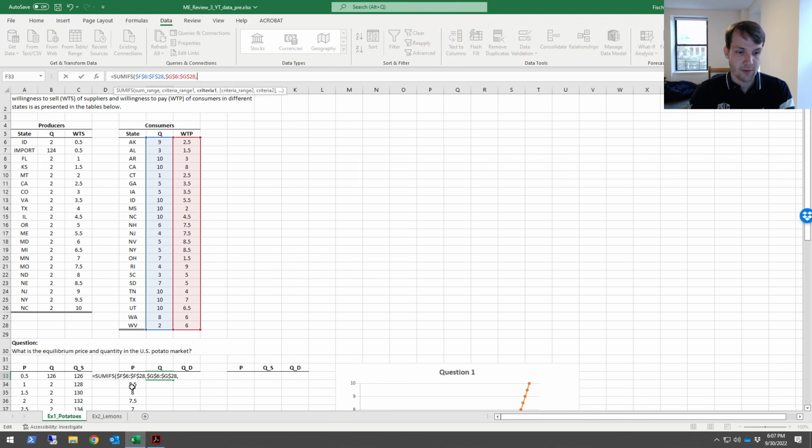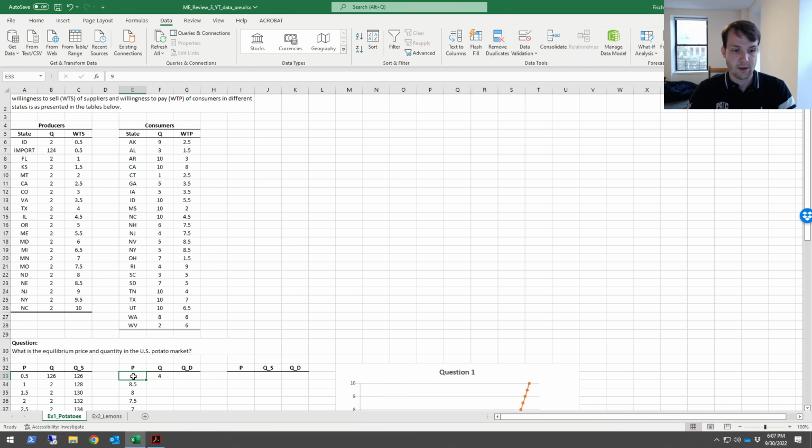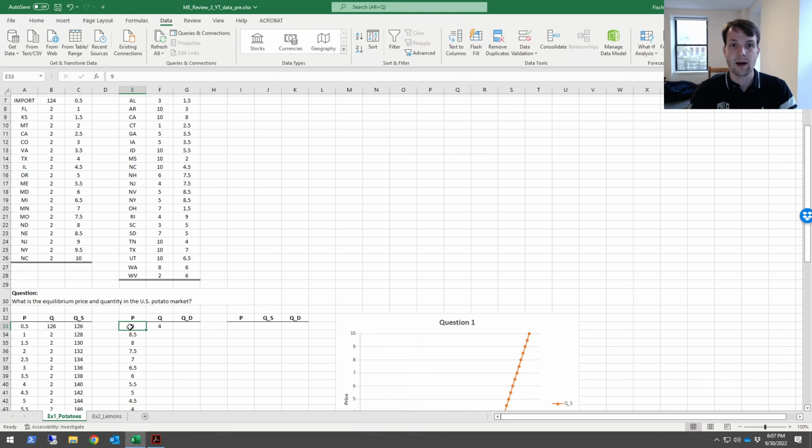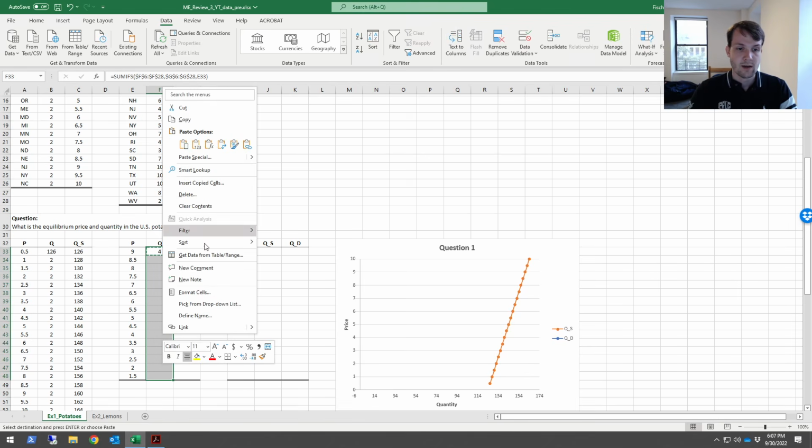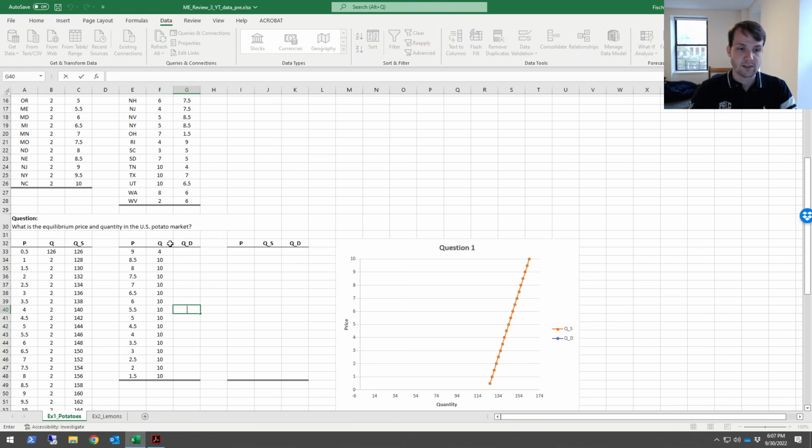And we want this to be equal to the E33 cell. This is the 9, the price of 9 here. So we know that in total, quantity of 4 is associated with a willingness to pay of 9. We can drop this down. It's 10 for all the others.